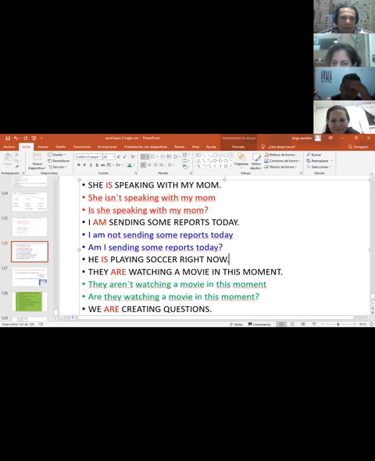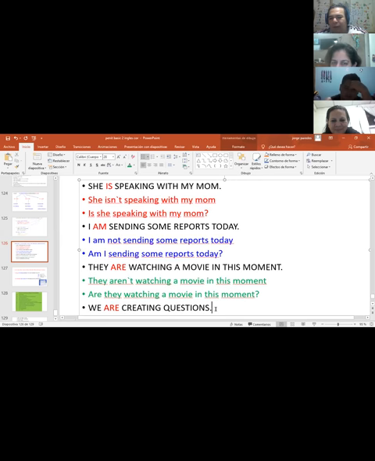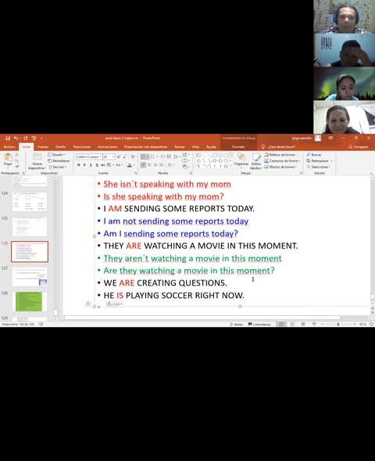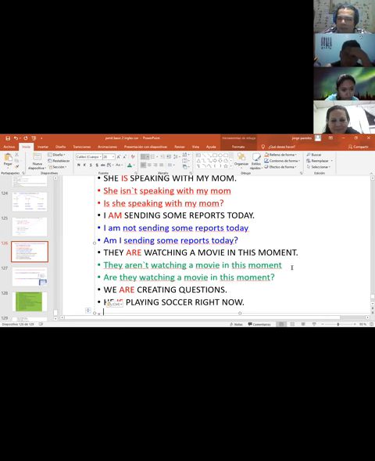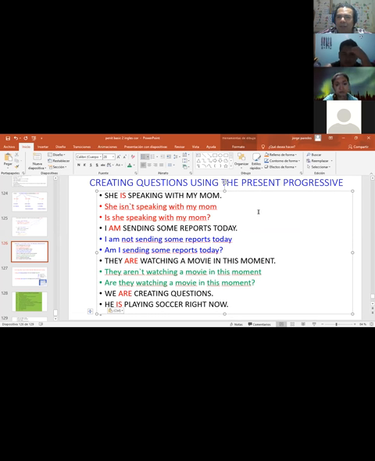We're gonna put this color. And we're gonna take this one out, and we're gonna put it right here. Okay, guys, so that's how we do it. We have these examples here. Creating questions using the present progressive. We have number one here, number two here, number three. These two are left as homework, okay? We are creating questions. She is playing soccer right now. That's gonna be your homework, okay?